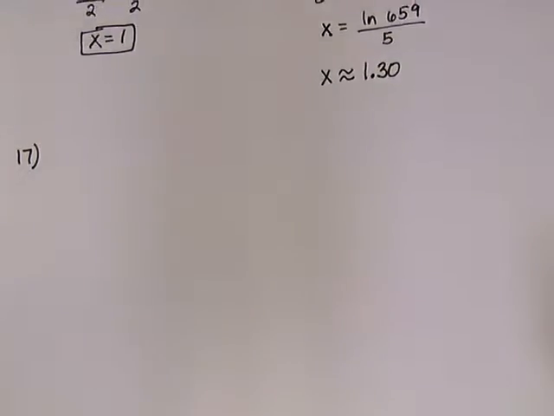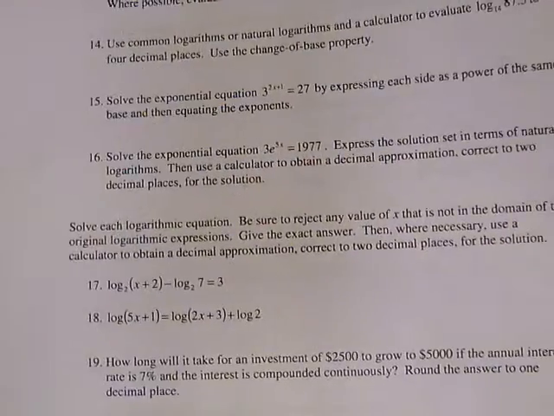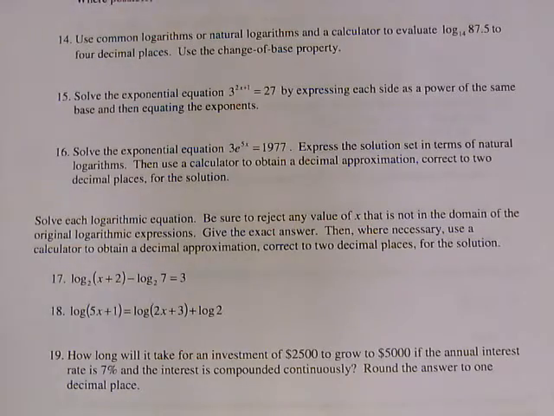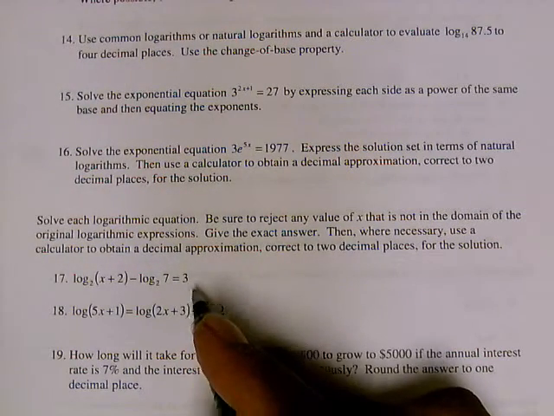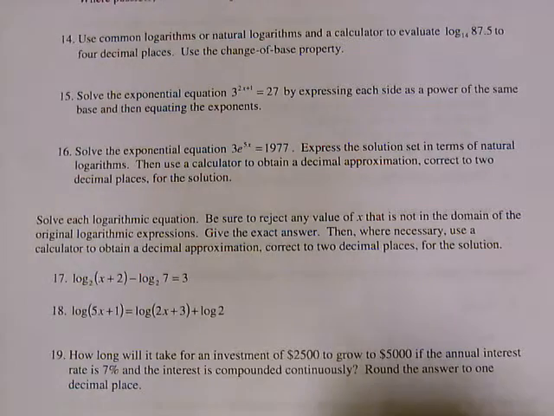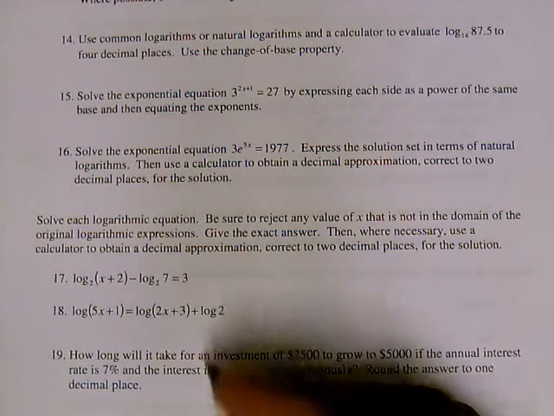All right, problem number 17. Here you're going to solve each logarithmic equation. Be sure to reject any value of x that is not in the domain of the original logarithmic expressions. Give the exact answer. Then, where necessary, use the calculator to obtain a decimal approximation correct to 2 decimal places for the solution. So, these two problems you're going to have to do the check. And you'll be told on the exam that you will be required to do the check on these logarithmic equations.